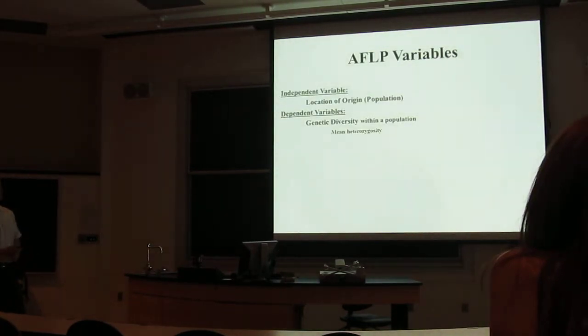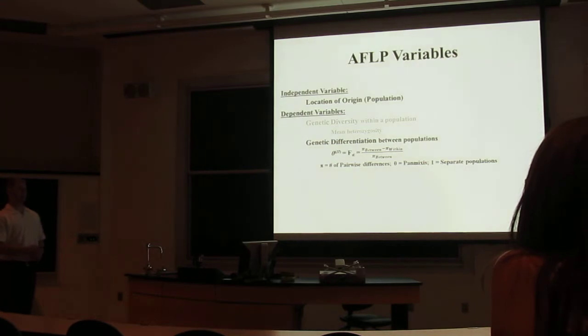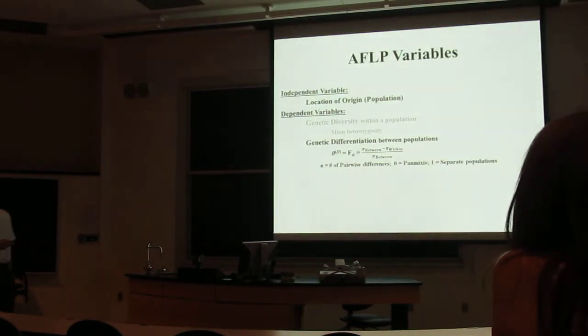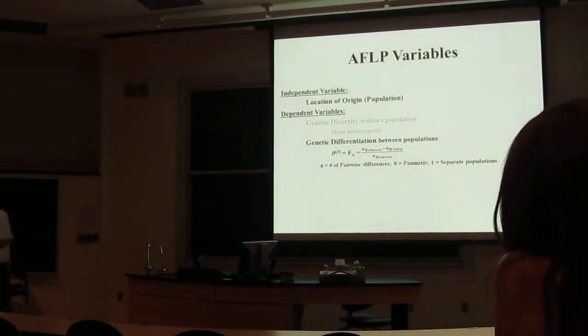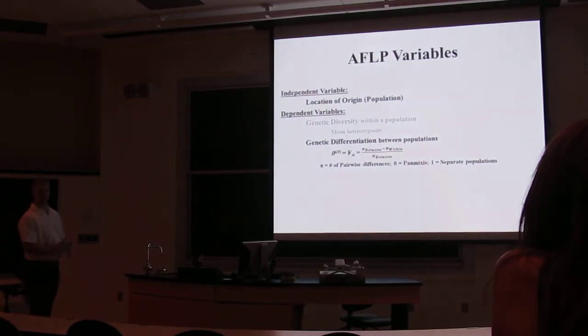So for all of my variables together, I'm using location of population origin as my independent variable, and genetic diversity measured as mean heterozygosity, genetic differentiation between populations, and this statistic that falls between the values of 0 and 1, with 0 representing no differences between those populations, essentially one large population, and 1 representing no similarities or completely separate populations.